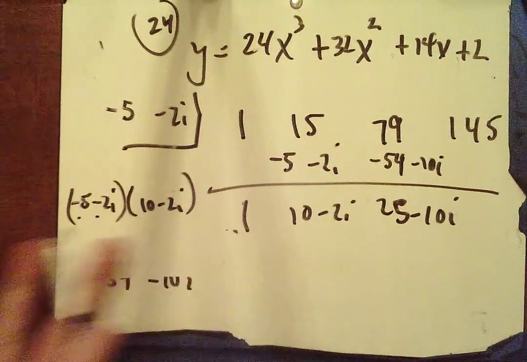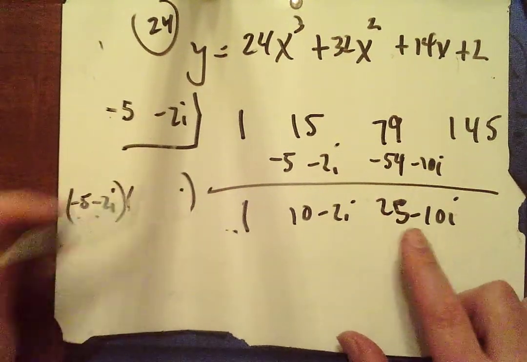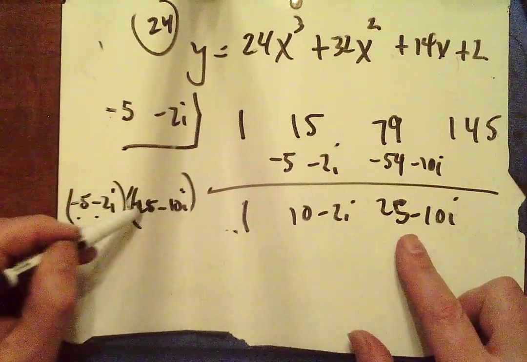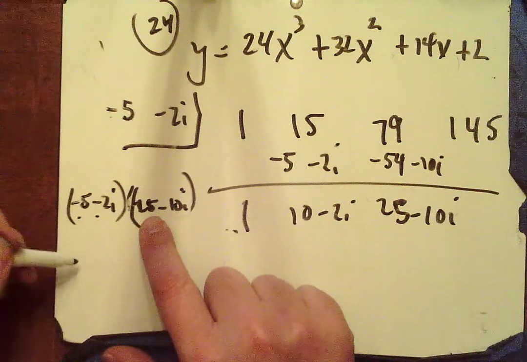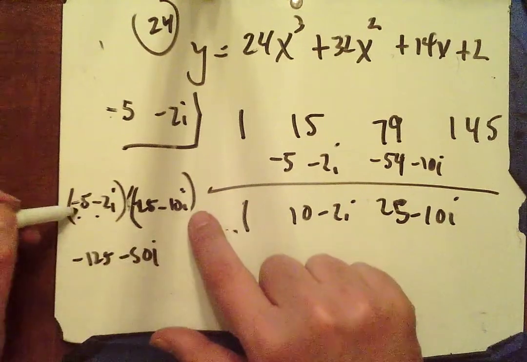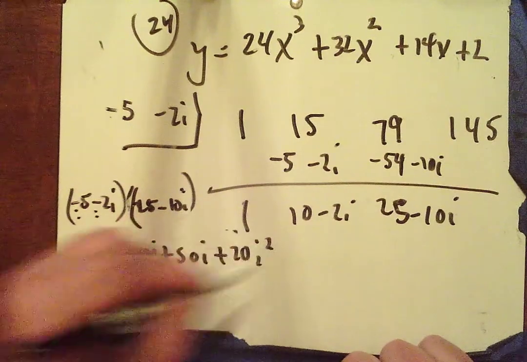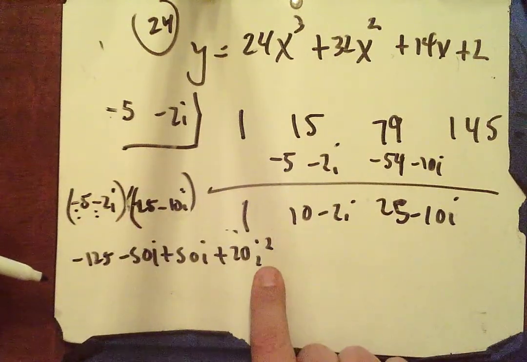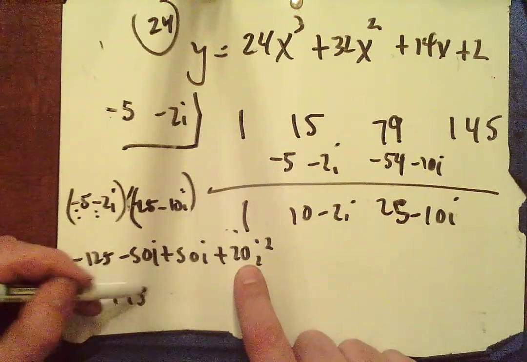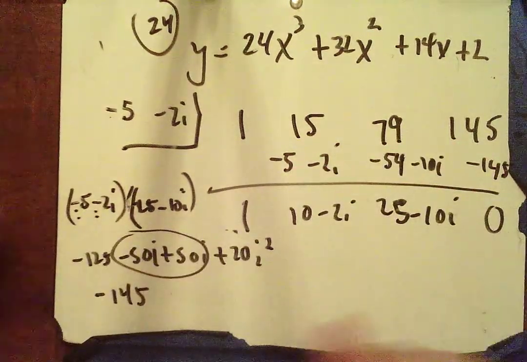And finally, I'm going to take this -5 minus 2i and multiply by 25 minus 10i. Okay, so minus 5 times 25 is minus 125, minus 50i plus 50i plus 20i squared. i squared is negative 1 times 20 is negative 20, plus that is negative 145, and the middle terms cancel, and we're really happy because we get a 0 here.